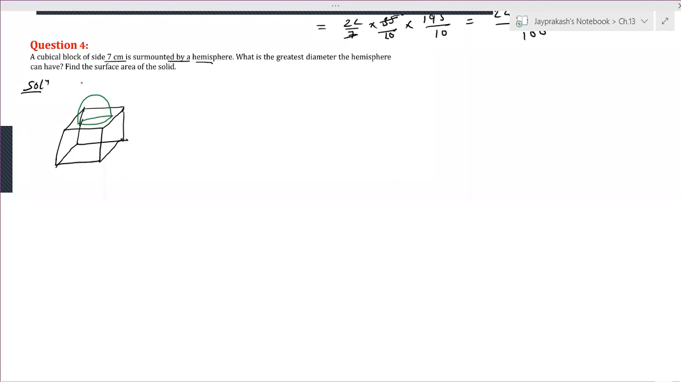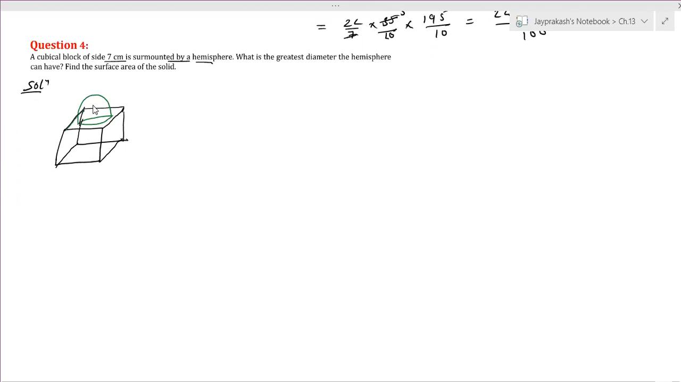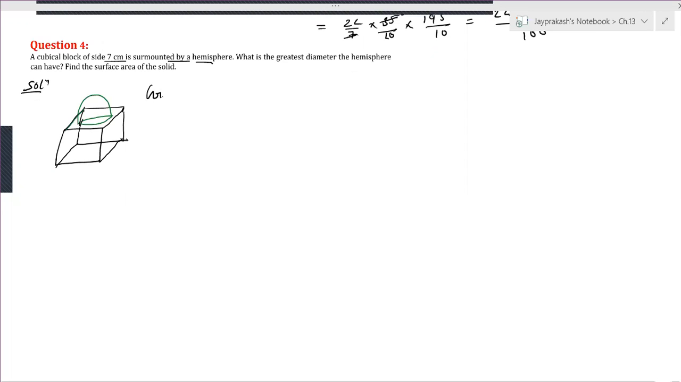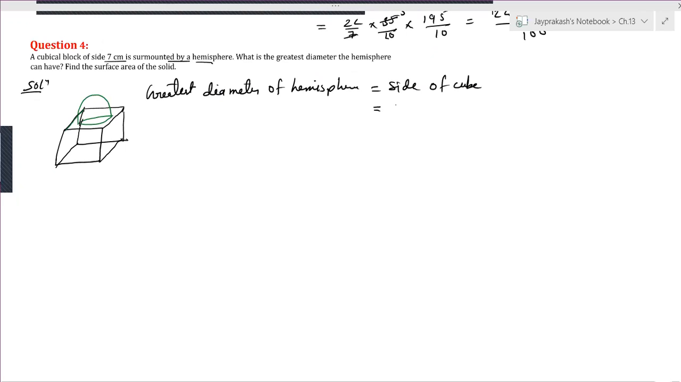Now what is the greatest diameter the hemisphere can have? When we keep this hemisphere on the top surface, it can have maximum diameter equal to the side, 7, of the cube. So first we will write: greatest diameter is equal to side of cube.